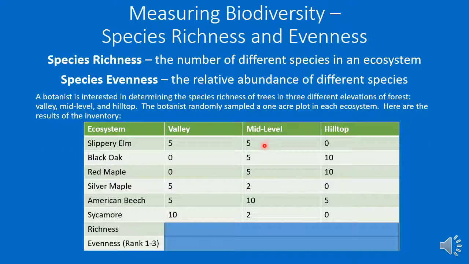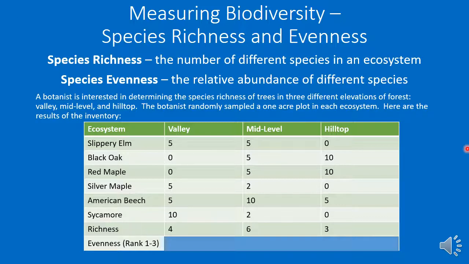In the mid-level, we've got some of these. We've got some of everything, right? So we go 1, 2, 3, 4, 5, 6. So the richness there is 6, right? So see, we've got 4, we've got 6, and then over on the hilltop, we get the lowest with 3. So that's how richness works. It's simply how many different things are there, right?